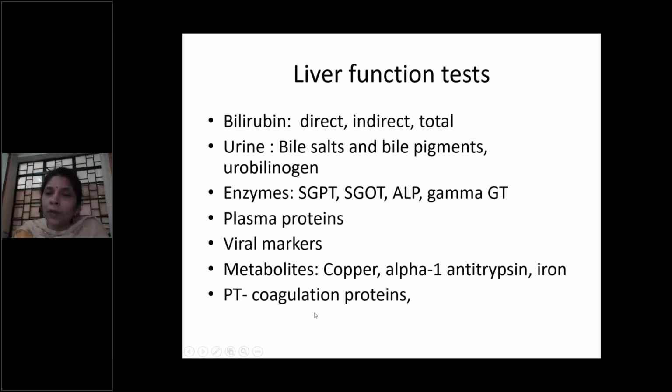It is also one of the organs which produces coagulation proteins. The extrinsic pathway is usually maintained by proteins which are secreted by the liver. So prothrombin time, PT, is a test which is done to see the extrinsic pathway. That is usually assessed using prothrombin time, so this can be one of the liver function tests as well.